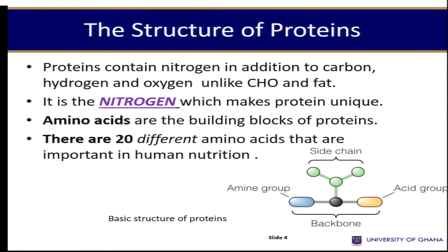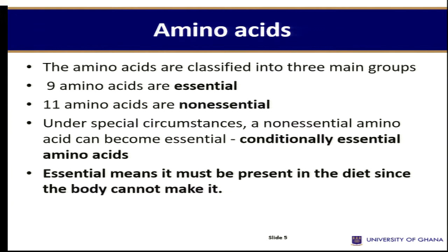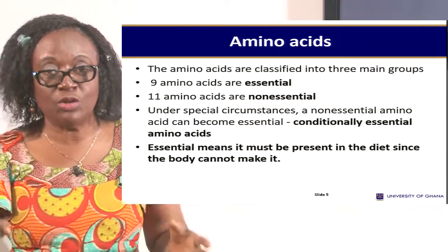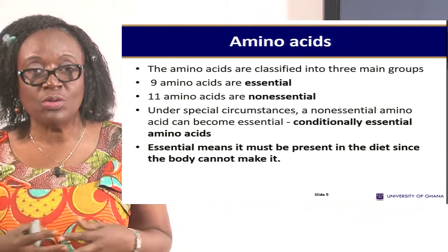So the basic units are the amino acids, and there are 20 different amino acids that are important in human nutrition. 9 of these amino acids are essential. And once again, when we talk of essentiality in nutrition, it means that it must be present in the diet. So these 9 amino acids must be present in the diet because the body cannot make them. And there are 11 of them that are known as non-essential. What that means is that the body can make them. So far as we have some nitrogen floating in the body, we have some carbon, hydrogen, and oxygen, the body can synthesize these amino acids.